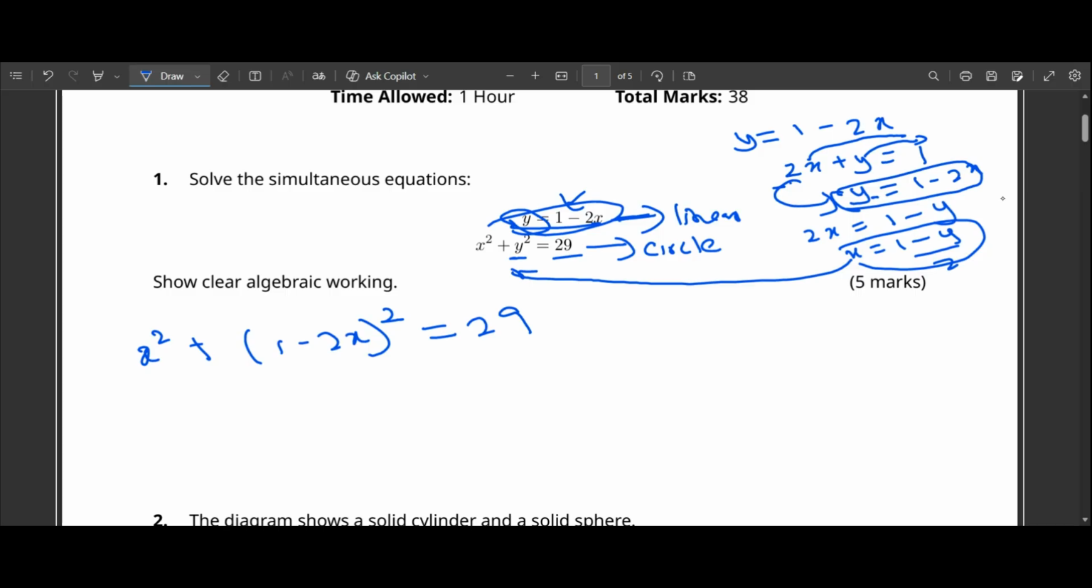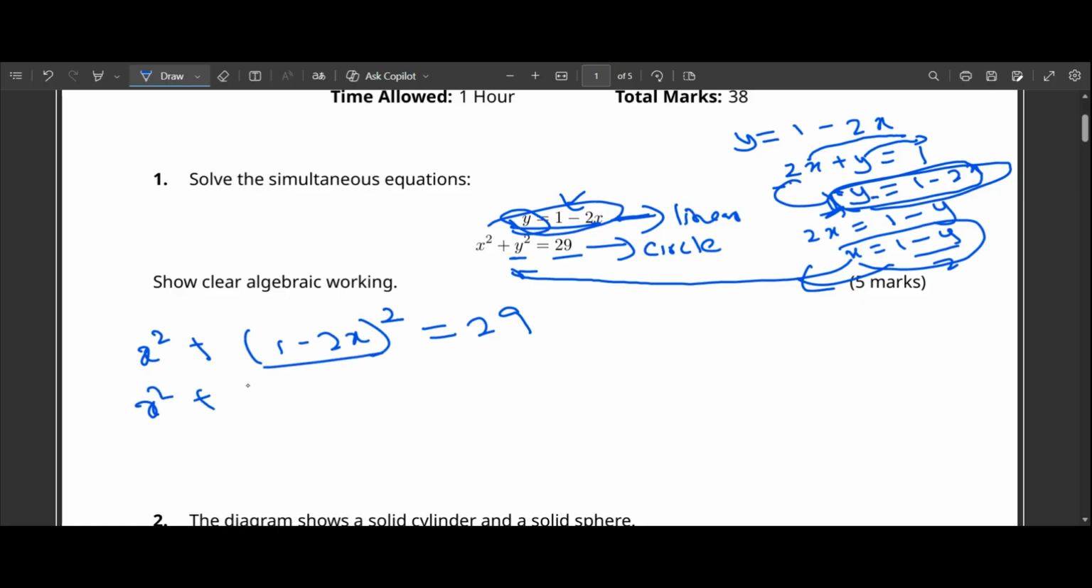Very simple idea. You can take this also, but this one is a little better, so you will solve it a little more quickly. Okay, that's it. But in our question they have already given it: y is equal to 1 minus 2x. So very simple. Now what to do? x squared. So you have to expand this.